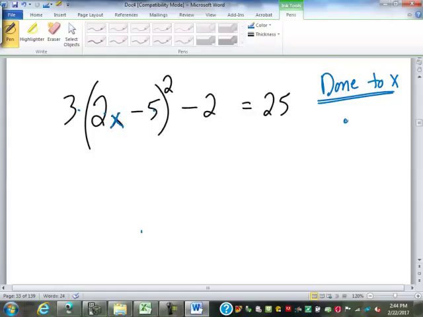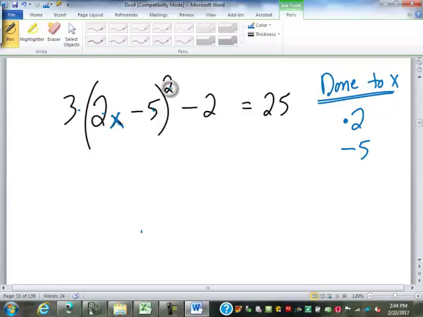It'd be multiplied by the 2, right? Because multiplication, order of operations says multiplication happens before subtraction. So x would be multiplied by 2, then the 5 would be subtracted. So that's everything in the parentheses.